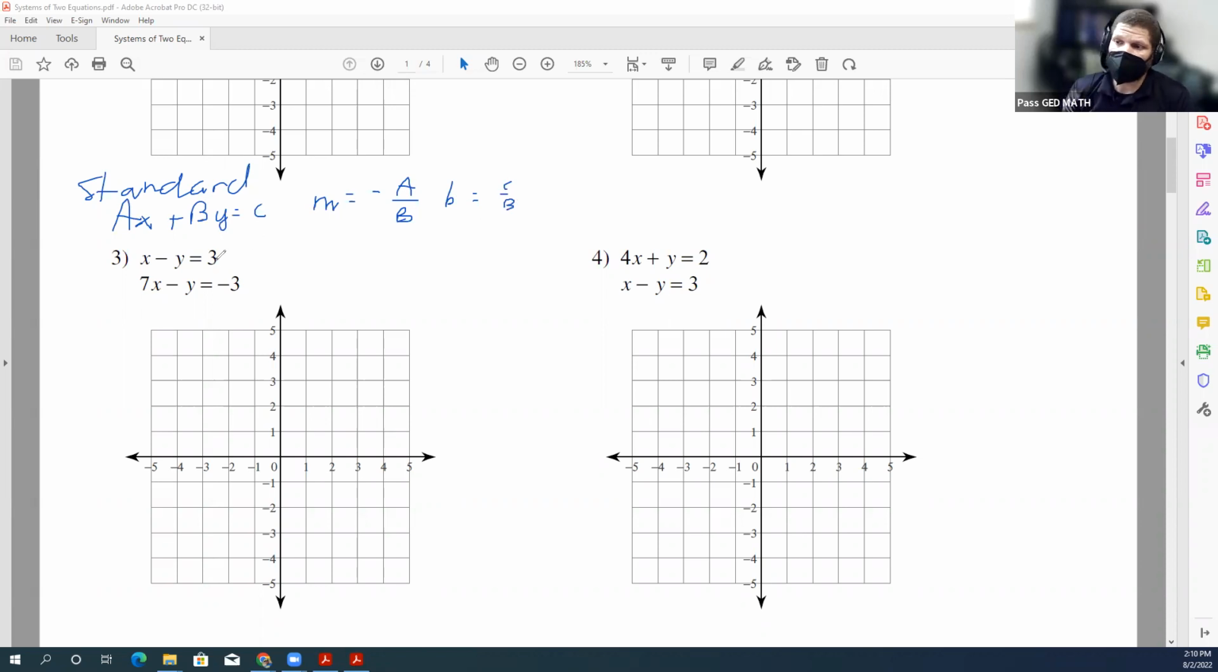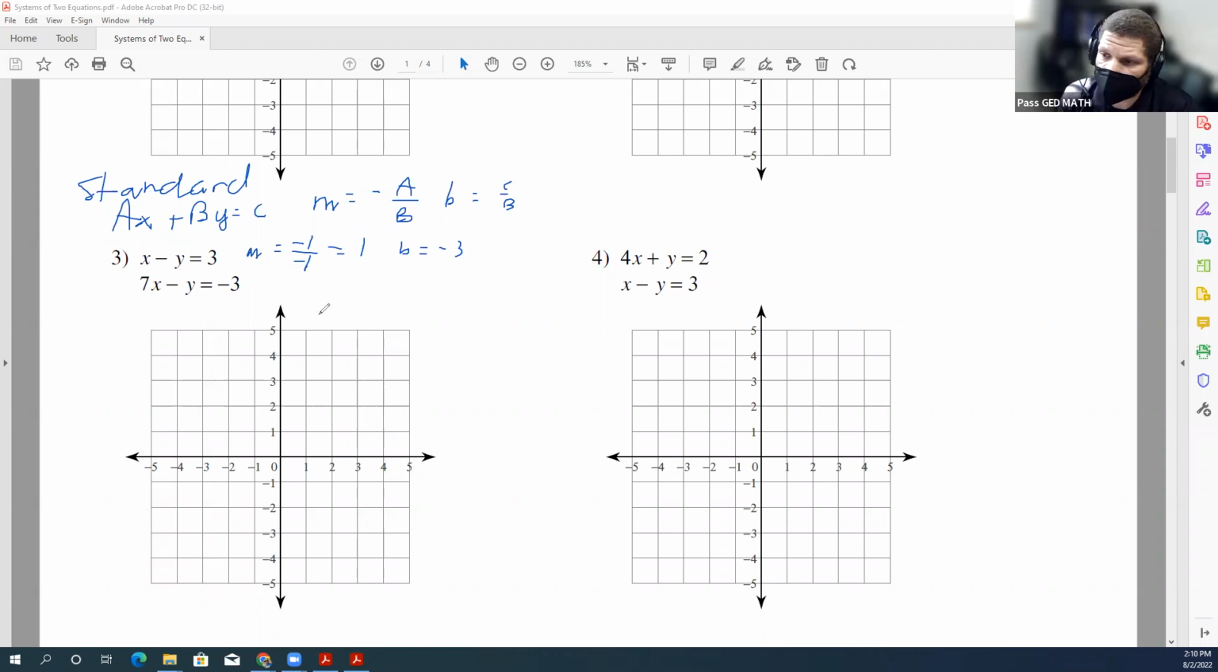So for the first equation, our a is 1, our b is -1. So the slope is going to be -1 over -1, which is 1. Our y-intercept is going to be 3 over -1, which is -3.